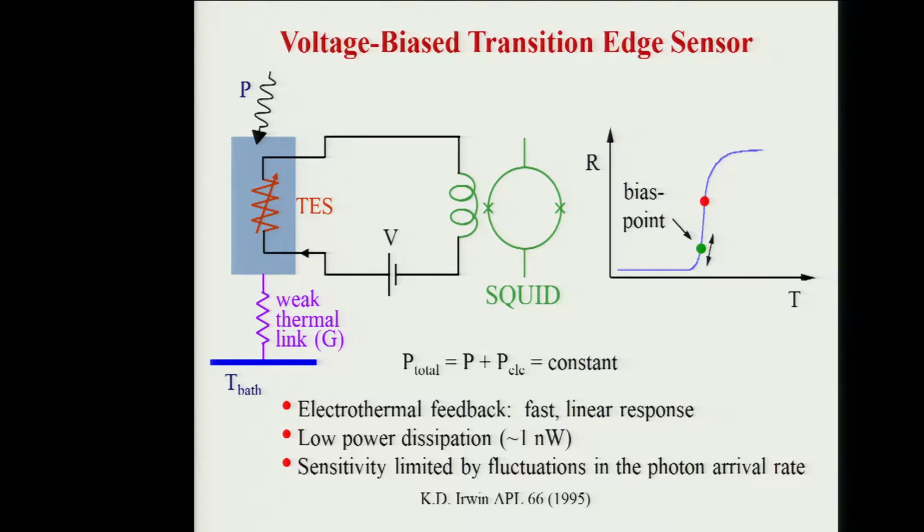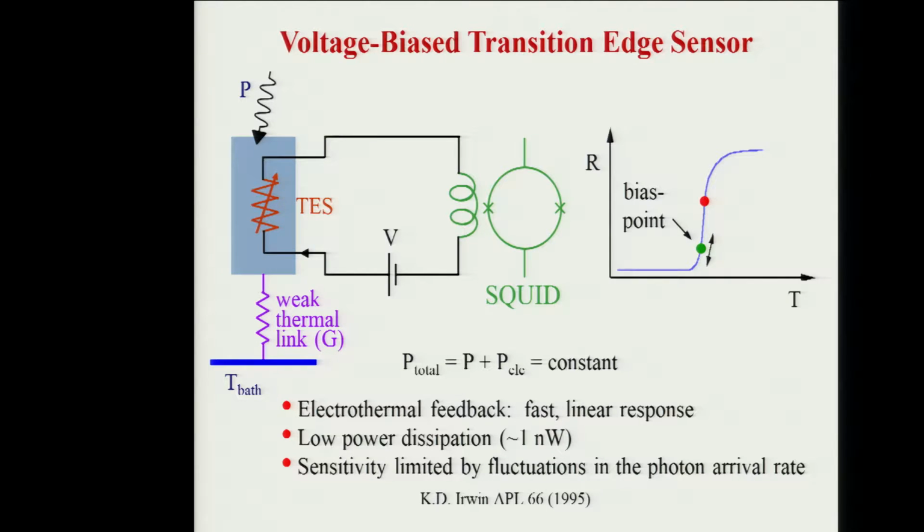So let me tell you what transition edge sensors are. It is actually a very simple idea. You take a piece of superconducting film, you deposit it on some type of membrane, and you make sure this membrane is weakly thermally linked to the T-bath. Now, if you connect this TES to an input coil of the SQUID, and then constant voltage bias this TES at the lower end of your transition, if any energy comes in, you can convert it into heat, and it will heat up your TES from this green dot to the red dot.